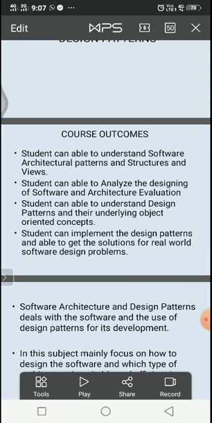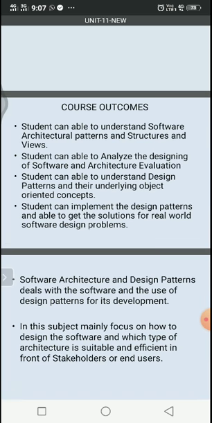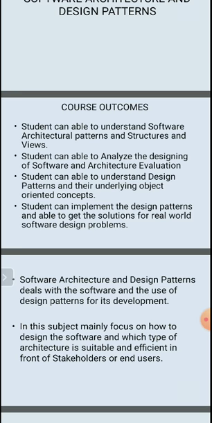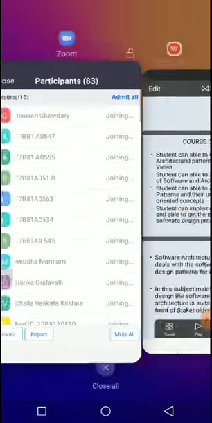The next course outcome: the student can analyze designing the software and architecture evaluation. That means after developing the software, we need to evaluate whether it is suitable to the customer requirements or not, whether it is working efficiently in the developed organization or not, and whether it is able to solve the particular problems or not. That is the second course outcome, and the third outcome is that the student can understand design patterns and their underlying object oriented concepts.